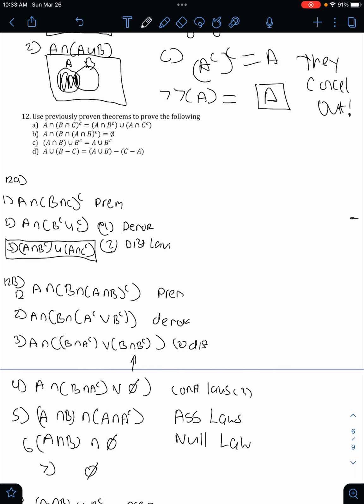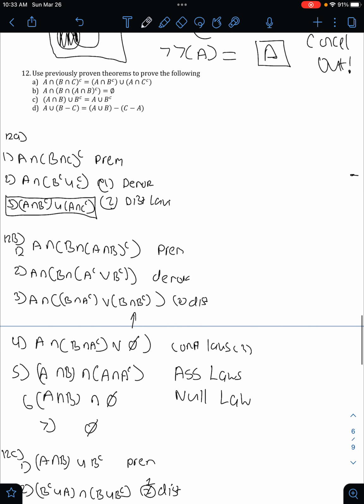Okay, hey guys, so we're going to be solving question 12, and we're just going to be proving that the left side is equal to the right. So with 12a, we're starting with A AND (B and C complement), and that's our premise. What we're doing is distributing the complement using De Morgan's. So that becomes B complement, and every time we use that we have to flip our signs, and then we get C complement.